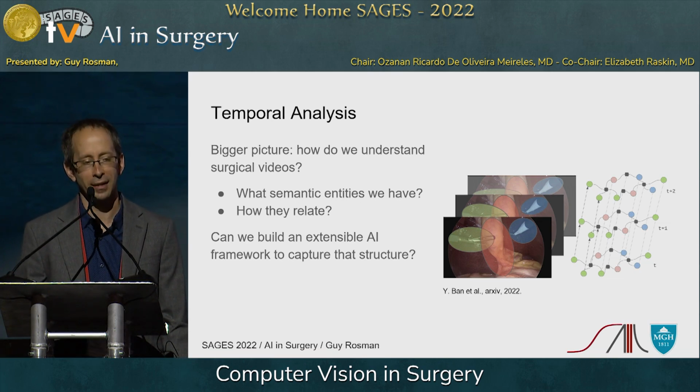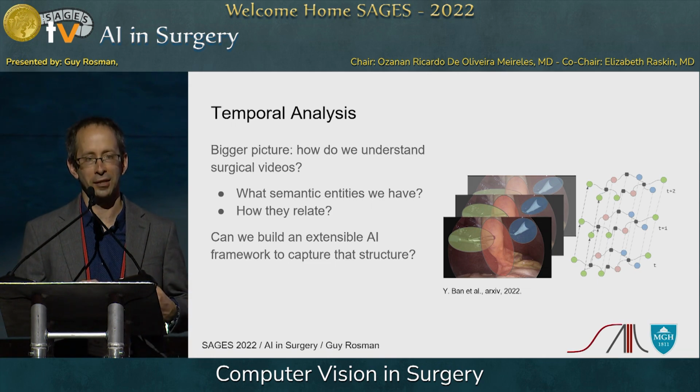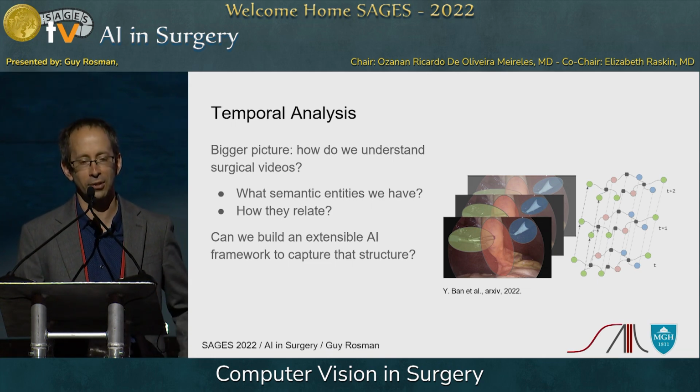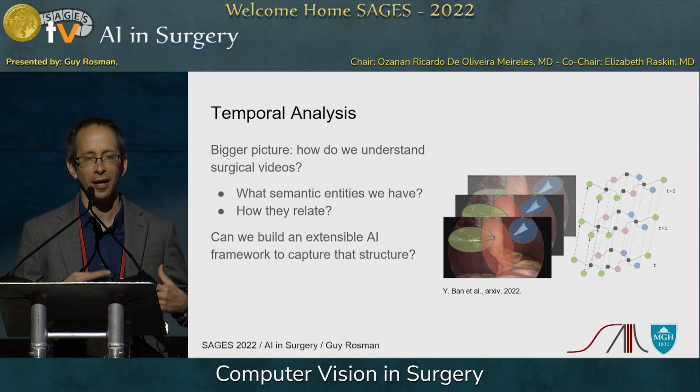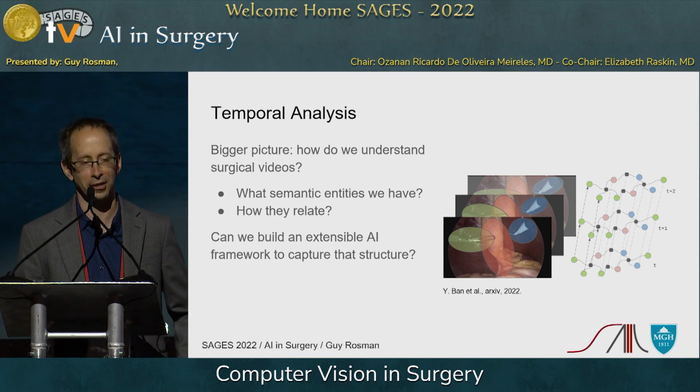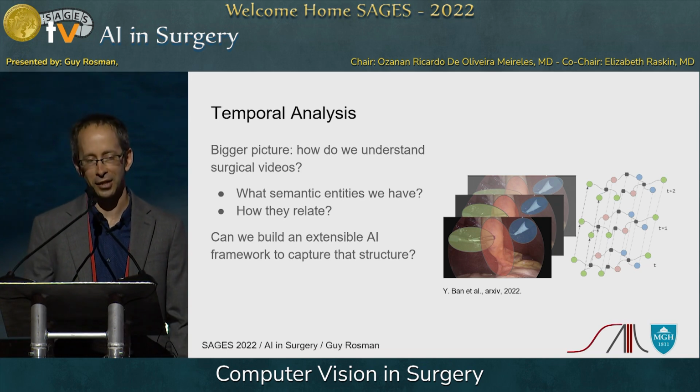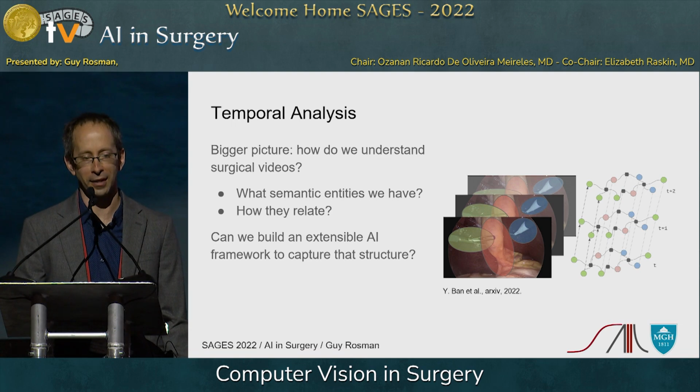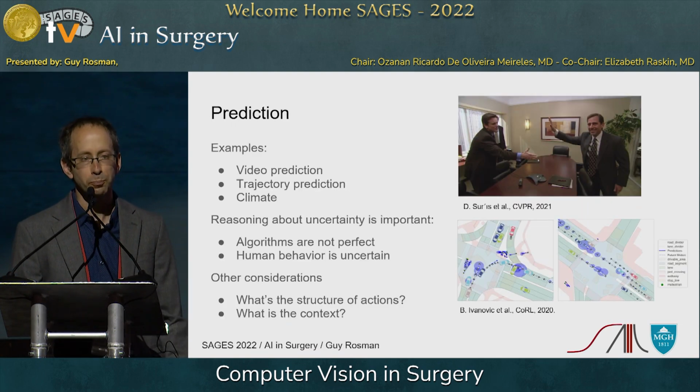So can we build an extensible AI framework that slowly grows in terms of the breadth of what it's capturing? And we've done some initial work in that direction in a recent arXiv paper, basically inferring a whole knowledge graph about a surgery as we see the surgery and slowly growing that graph as we have more data.